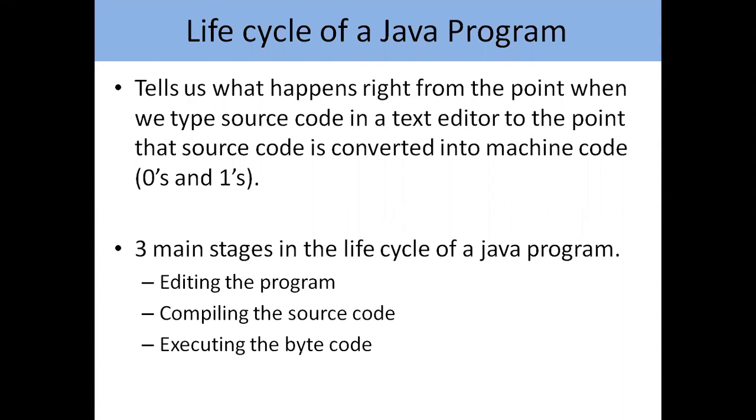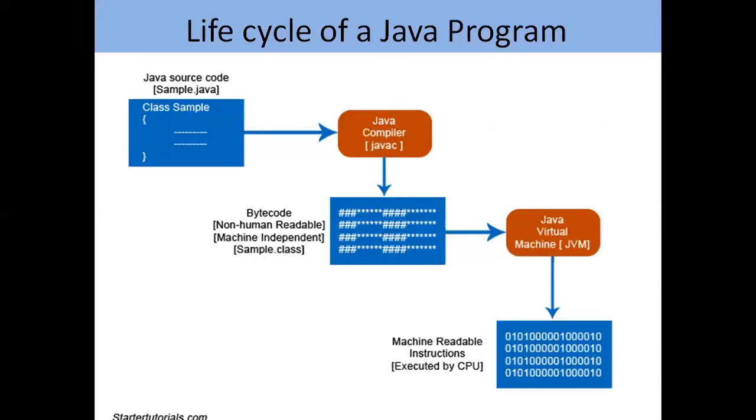They are editing the program, compiling the source code which is written in the above step, and after compilation, we need to execute the bytecode. Bytecode is nothing but the code which is generated after compilation. Let us see in detail about the life cycle with a picture.